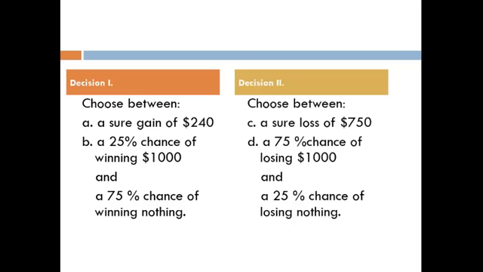Okay, how about decision 2? You have to choose between a sure loss of $750 or a 75% chance of losing $1,000 and a 25% chance of losing nothing. Now in this circumstance, what do you think people picked? Most people picked D in this circumstance. They wanted a chance to lose nothing.